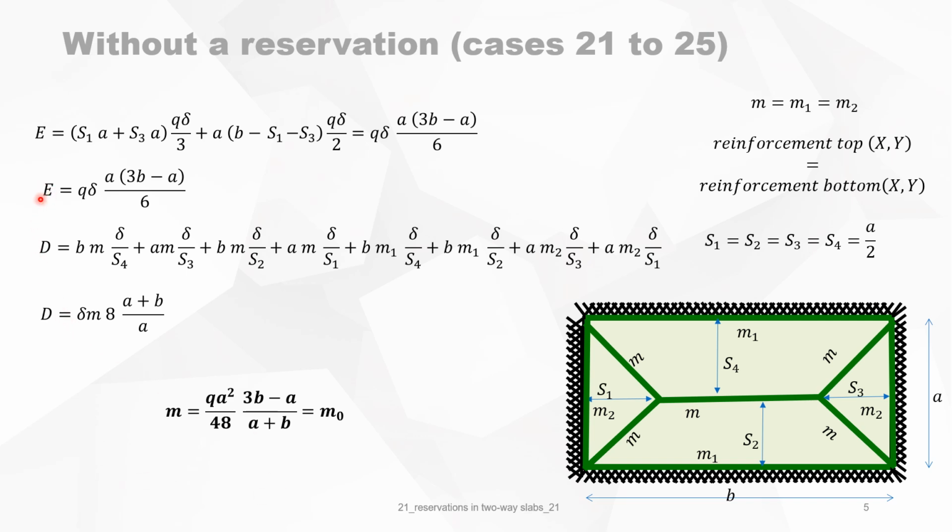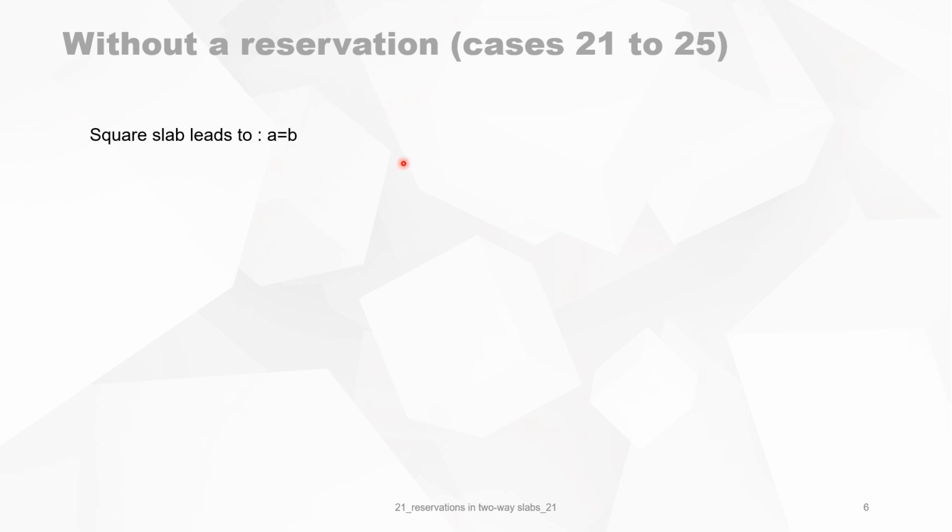When now D is equal to E, you can get M from this equation, which gives you this equation, which is the M0. Remember, M0 is the bending moment without the reservation in the slab. Let's check this formula. For a square slab, A is equal to B. We use the previous formula by putting A equal to B, and we find q a squared over 48, and this corresponds well with the values noted in literature.